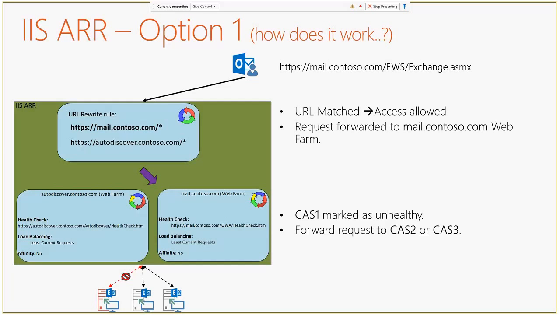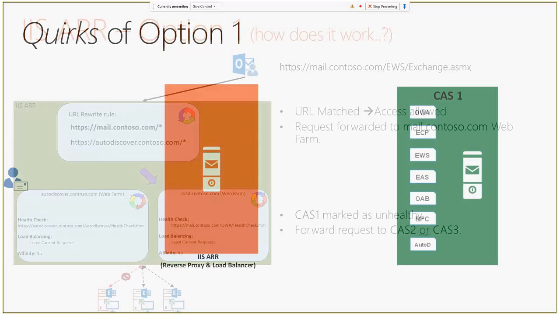So when you have a look at that, where it says mail.contoso.com web farm, it says health check for WAC OWA, WAC health check HTM, which kind of means that whatever protocol is coming along, EWS, OAB, ECP, whatever, is going to be proxied to that server as long as OWA returns a healthy status, right? So if EWS is actually broken on CAS 2 and CAS 3 in that scenario, we don't care, we don't see it. So we would still point traffic to that, which is actually the quirk of option 1, really.